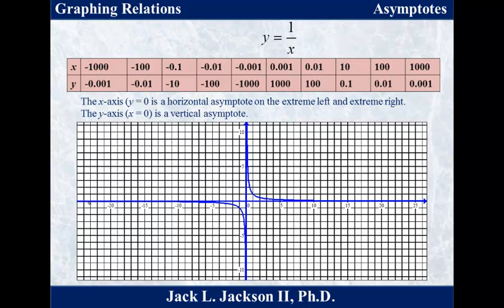Some functions, if they have an asymptote, have the same one on both ends, some kinds. Other kinds of functions could have an asymptote on one side, but not the other side. So what we're talking about with a horizontal asymptote is what's happening on the extreme right and the extreme left. Now we have a vertical asymptote here as well.